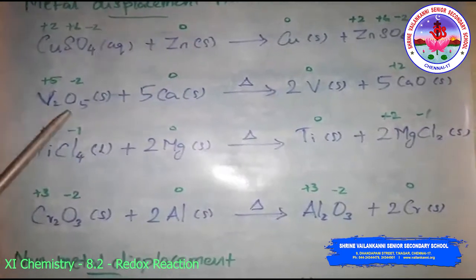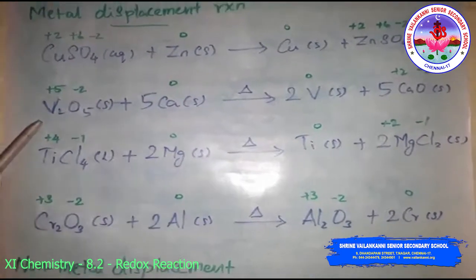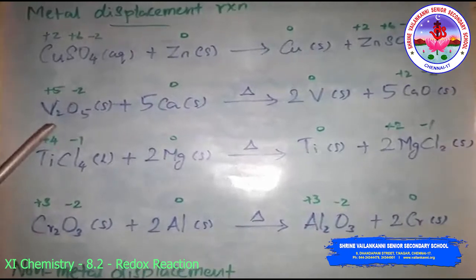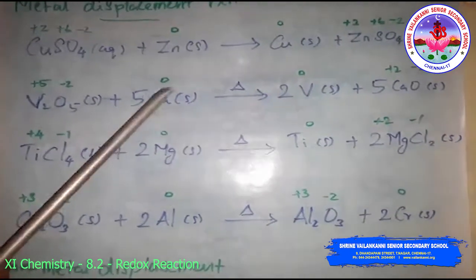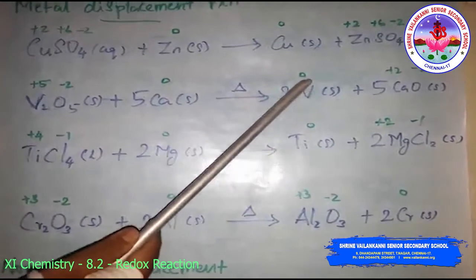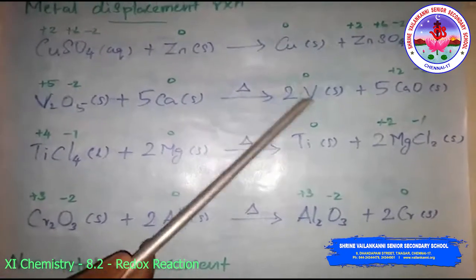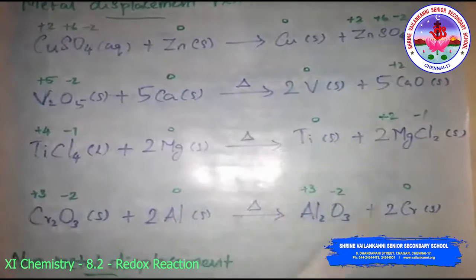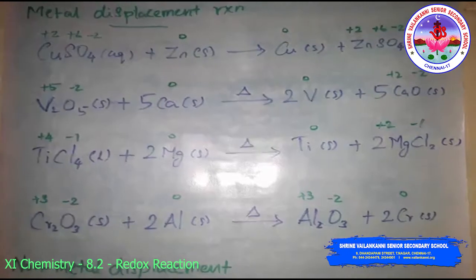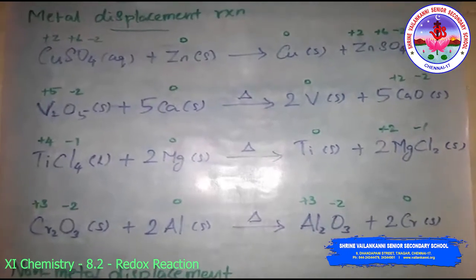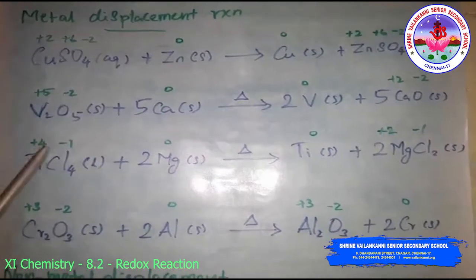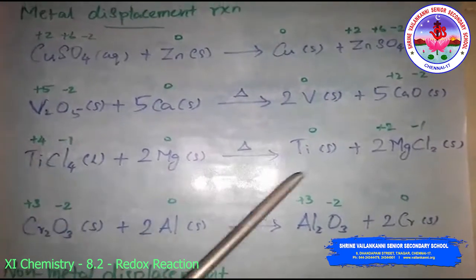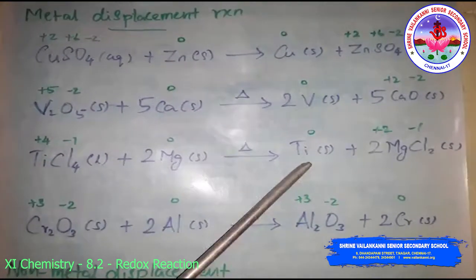In vanadium pentoxide, vanadium is in the +5 oxidation state and calcium has a 0 oxidation state. Look here, vanadium now has 0, that means it is reduced, and calcium is oxidized to the +2 oxidation state. Next is titanium tetrachloride, where titanium has a +4 oxidation state and it is reduced to titanium.